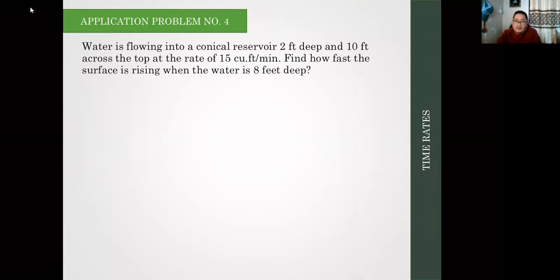Okay. So, may conical reservoir tayo. Okay, paano itsura niyan? So, may cone tayo. Okay. Yan. And then water is flowing. So may maagos sa tubig, no? Ang dimension niya 2 feet deep.